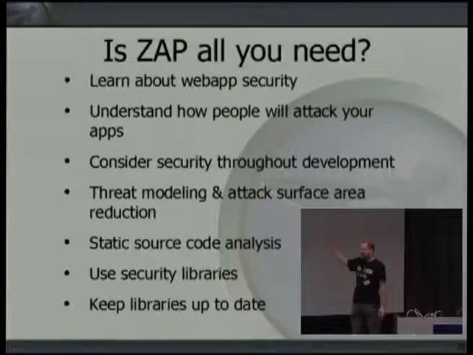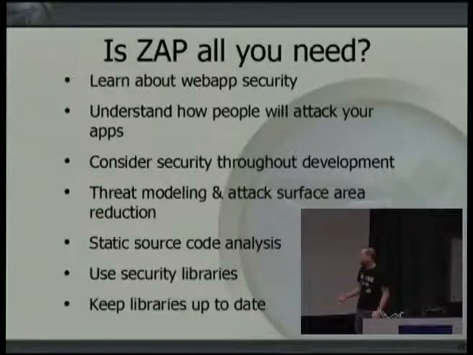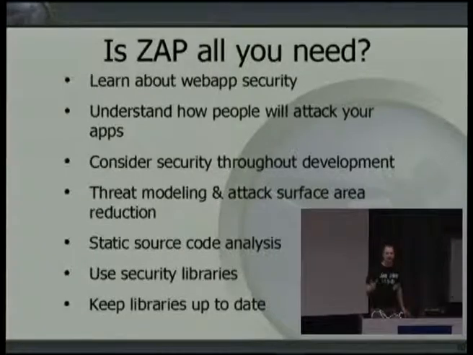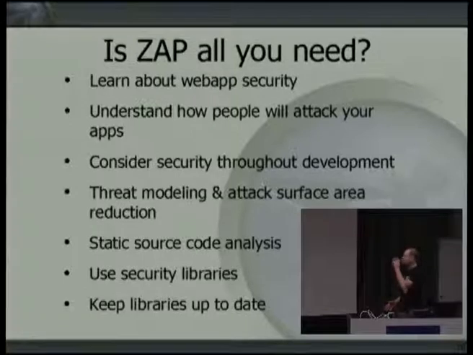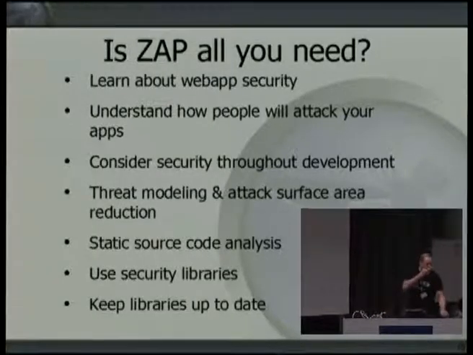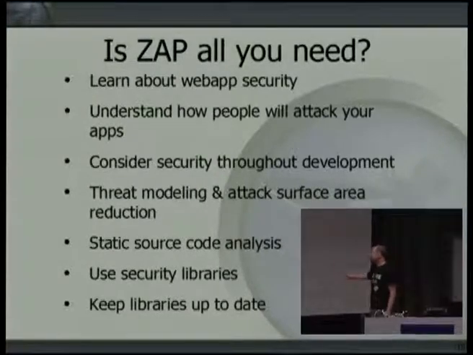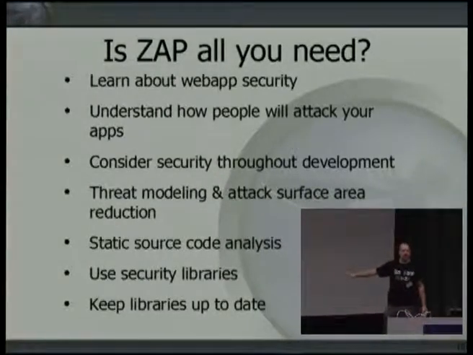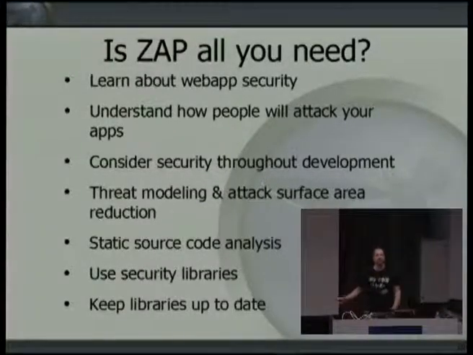And you really need to consider security throughout the development. So things like threat modeling, think about how an application could be attacked, and attack surface area reduction. Do you need all these facilities? Is a facility actually adding too many potential holes to make it worth putting in there? And static source code analysis, all these things are really good. Using security libraries, keeping the libraries up to date. I mean, that's another talk. All this stuff is another talk in itself. I just wanted to make sure that you didn't think that ZAP would be all you need.